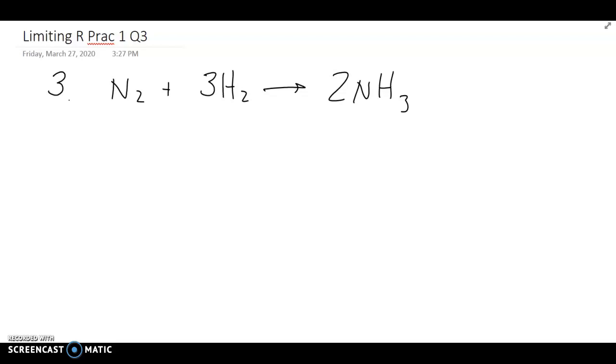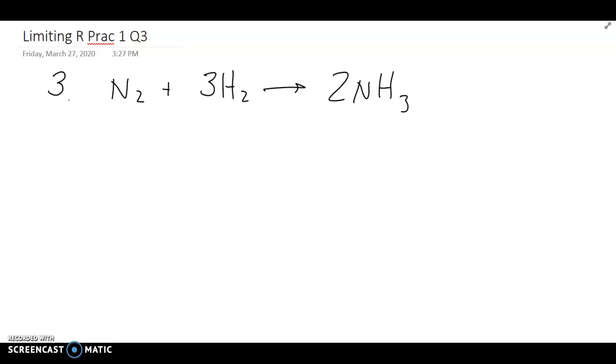Hello, this is Miss Salter, and we are going over question number 3 on practice worksheet 1 on limiting reagents. The equation is N2 plus 3H2 yields 2NH3, or nitrogen plus hydrogen yields ammonia.